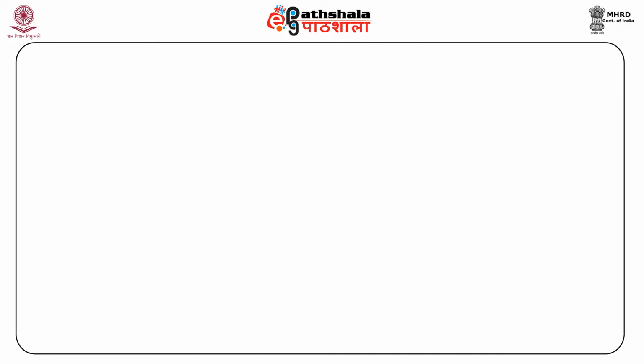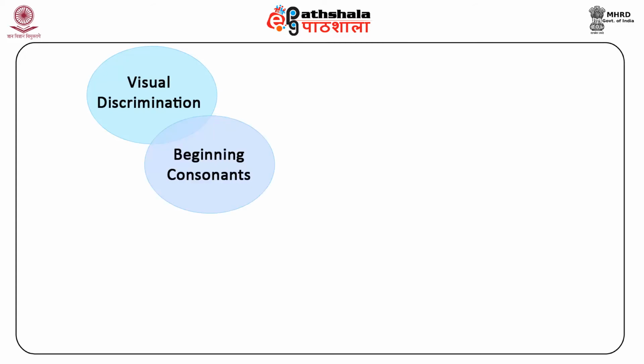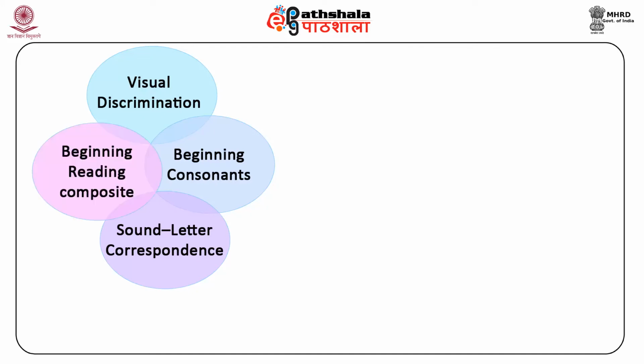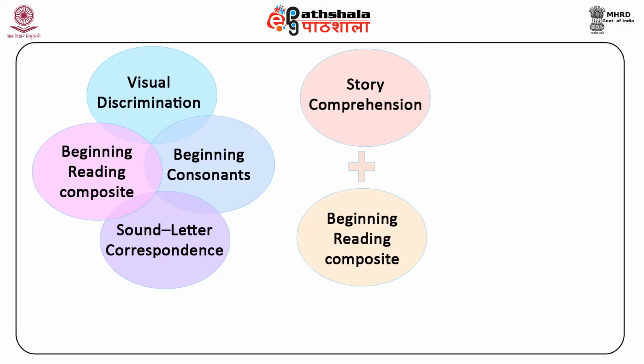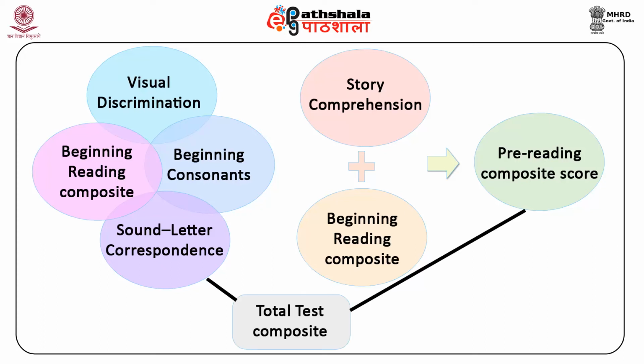Raw scores for visual discrimination, beginning consonants, and sound-letter correspondence are summed to form the beginning reading composite. Story comprehension and the beginning reading composite are summed to form the pre-reading composite score. The beginning reading composite and pre-reading composite scores can be summed to form a total test composite. Raw scores and composites can be converted to percentiles, stanines, and scaled scores.